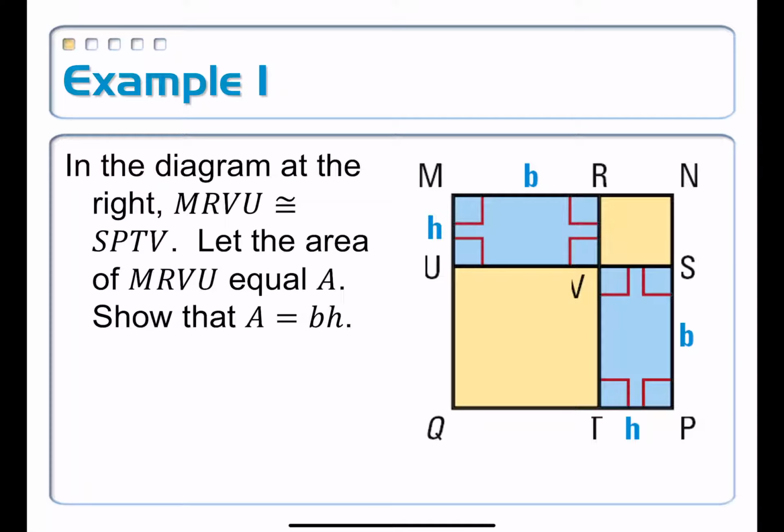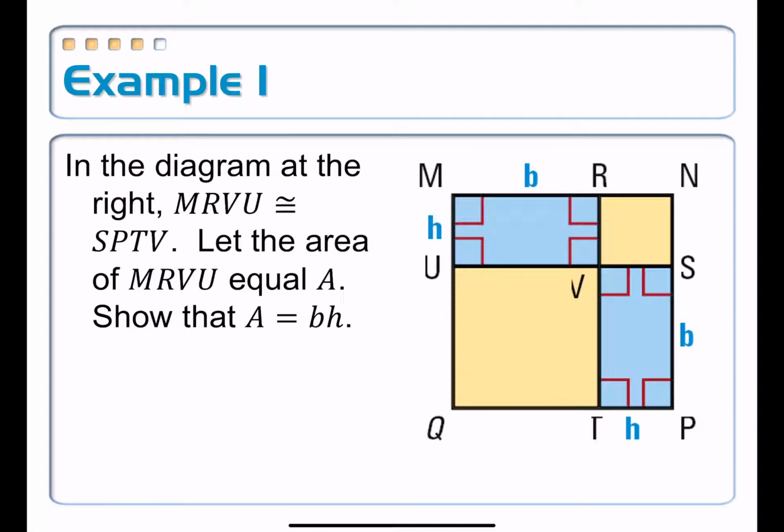So in this diagram, it says that the rectangle MRVU is congruent. That's what this symbol means. It's the exact same size, shape, area, whatever, as the other rectangle that's in blue here, which is called SPTV. So these two things are supposed to be congruent to each other. And notice that, like any rectangle, we have a base and we have a height labeled, right? And you can see it's base times height.